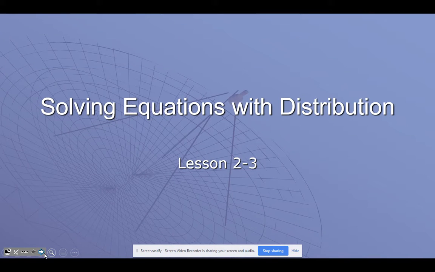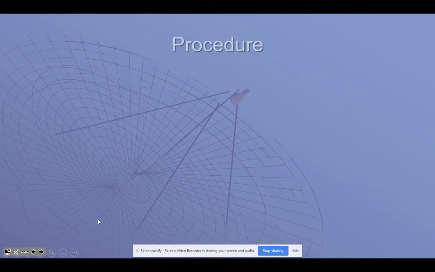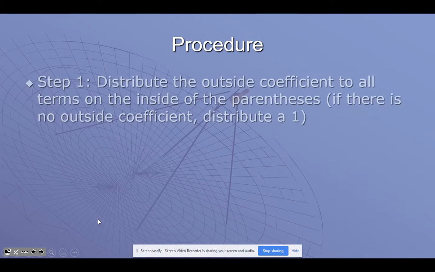This is lesson 2-3, solving equations with distribution. So your procedure is as follows. Step 1 is to distribute the outside coefficient to all the terms inside the parentheses. If you don't see an outside coefficient, you should distribute a 1. This is very similar, in fact exactly the same, to using the distributive property from our first unit.